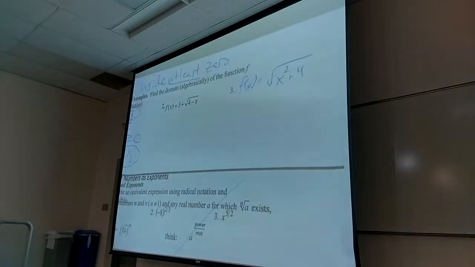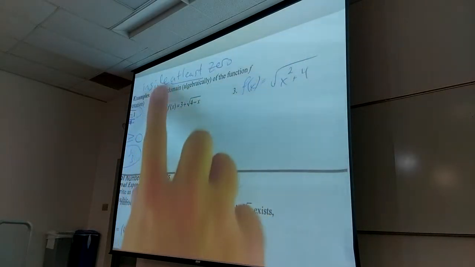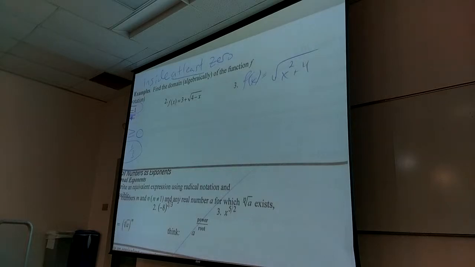You guys do the next two. Again, don't be freaked out by this. What's the first word in the thing that we said in English? Inside. The inside has to be at least 0.